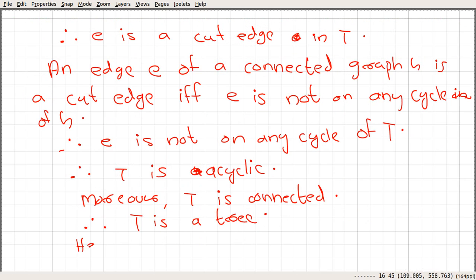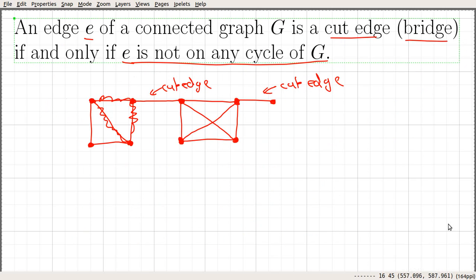So hence T is a spanning tree of G. Okay, so that's it. That's a proof. It's a very simple proof. Okay, so let's go into a corollary of this statement.